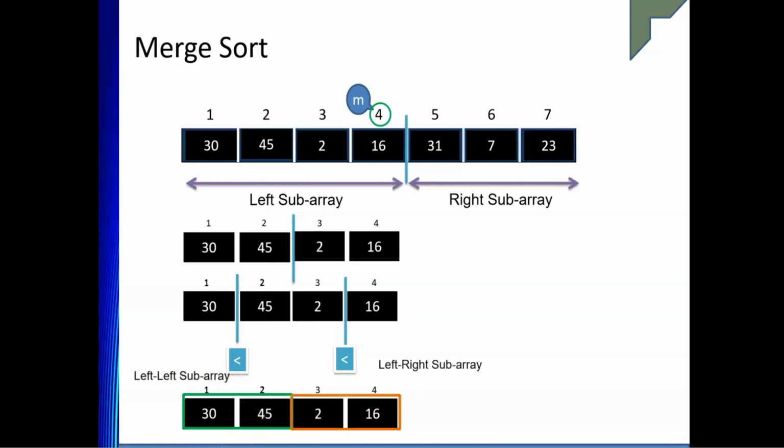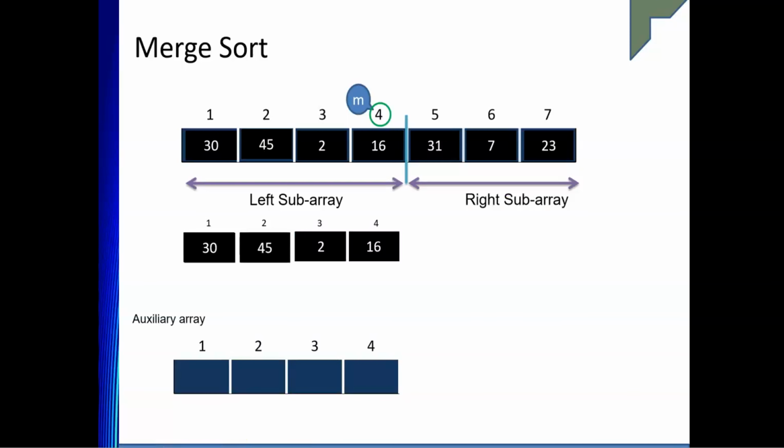Right now I take these 2 arrays, and then I start comparing. The concept of comparing and putting is that I take this left sub array and this right sub array. So I compare 30 and 2. 2 is the smallest, so I put 2. Then 30 and 16, but this array has been completed. So whatever remaining left array is copied.